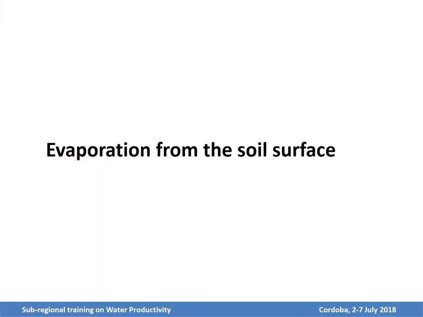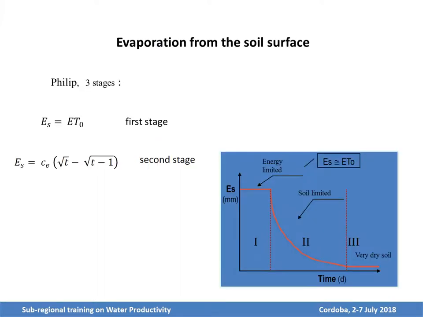Evaporation from the soil surface is an important component of evapotranspiration, basically when we have partial cover conditions. For a bare soil, evaporation follows three stages, as described by Philip. We have first stage, so-called energy limited, after wetting the soil, and during that stage, evaporation from the soil is very close to evaporation from a grass canopy.